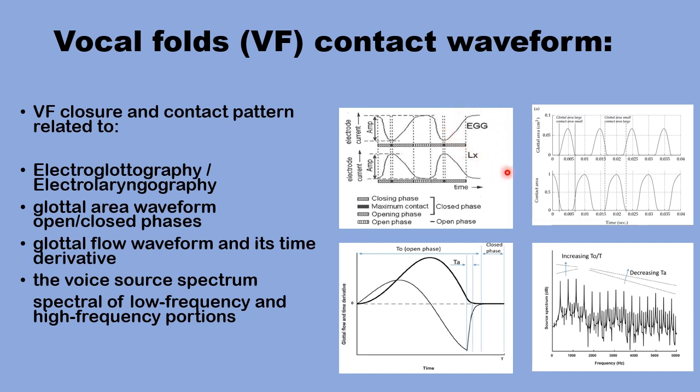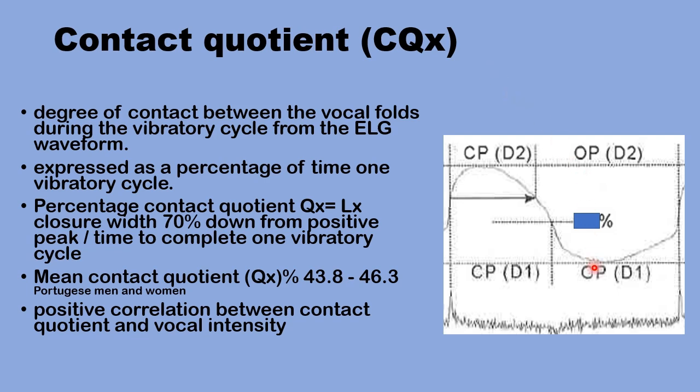of the electroglottography and other things, including the glottal area waveform with its open and closed phases, and the glottal flow waveform with its time derivative, and also the voice source spectrum with the spectrum of low frequencies and high frequencies portions. Another useful index that can be extracted from the glottal area waveform is the contact quotient, which reflects the duration of the time the vocal folds are in good contact in relation to the time of the whole cycle. This can be measured by having a line at the 70% from the maximum closure or 30% from the minimum closure, and at this point in time you can drop a line here to measure the time. In here, this time in relation to the whole cycle will give the contact quotient.